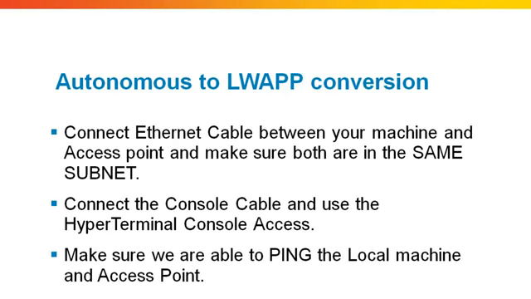Please connect the Ethernet cable between your machine and access point and make sure both are in the same subnet. Connect the console cable and use the hyperterminal console access and check whether you are able to ping the local machine and the access point. Once we confirm the connectivity is good, we will issue the magic command to convert the access point to LWAPP.